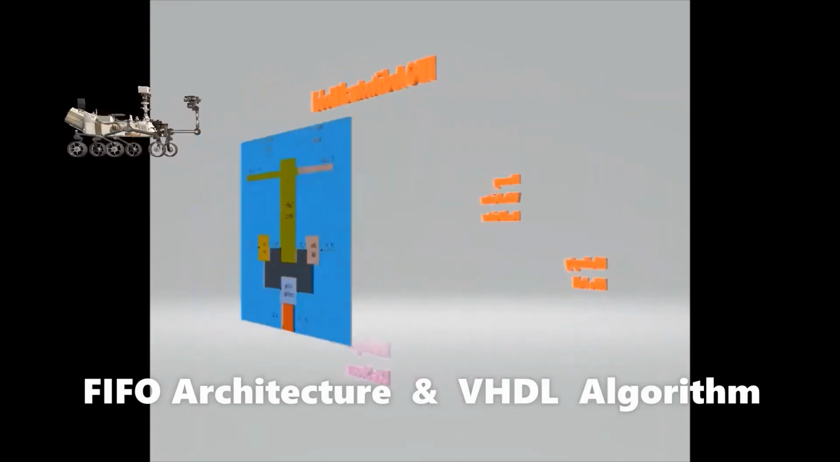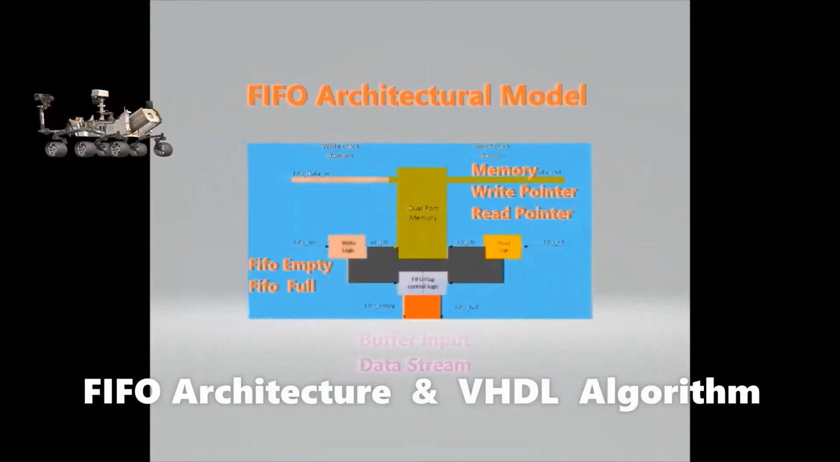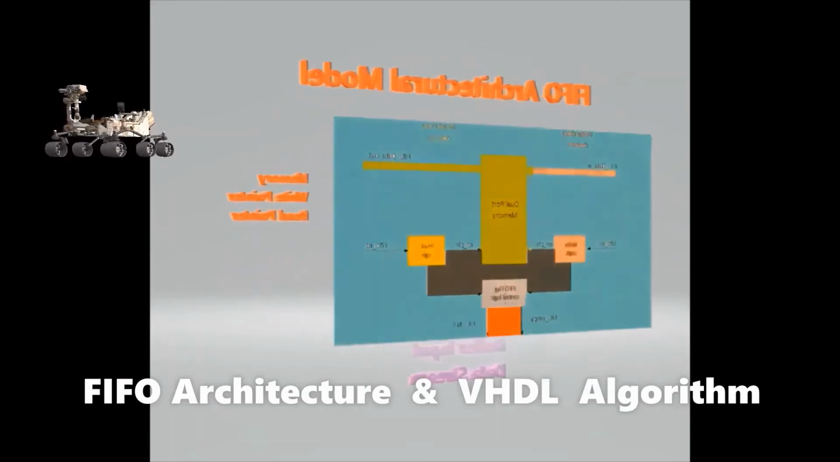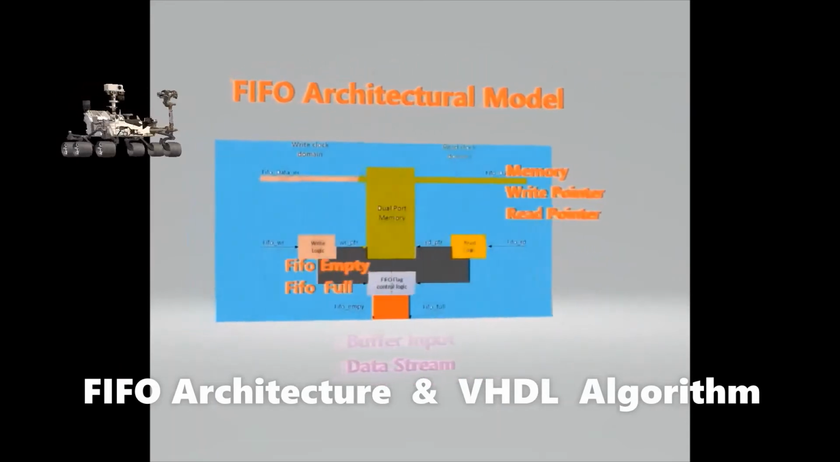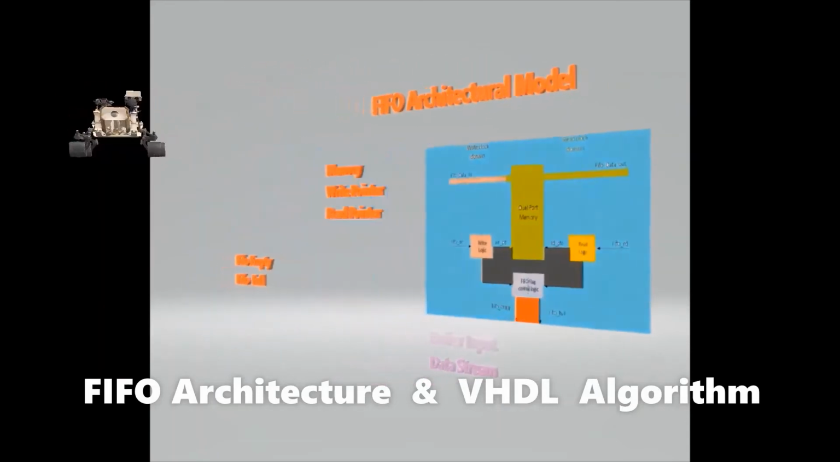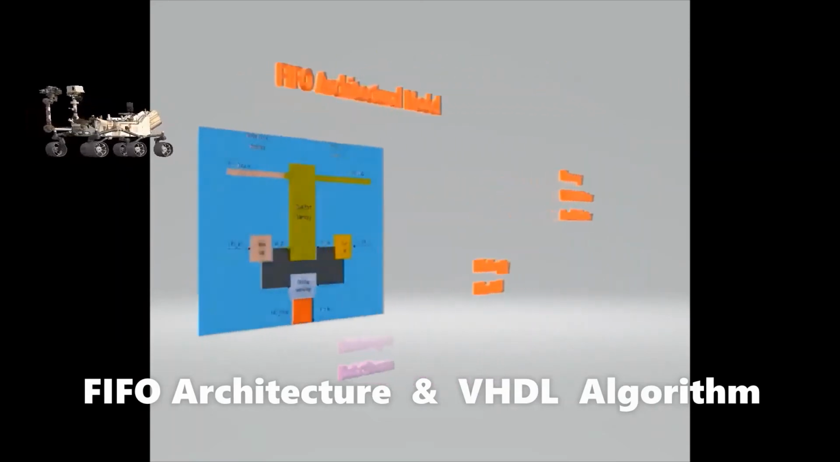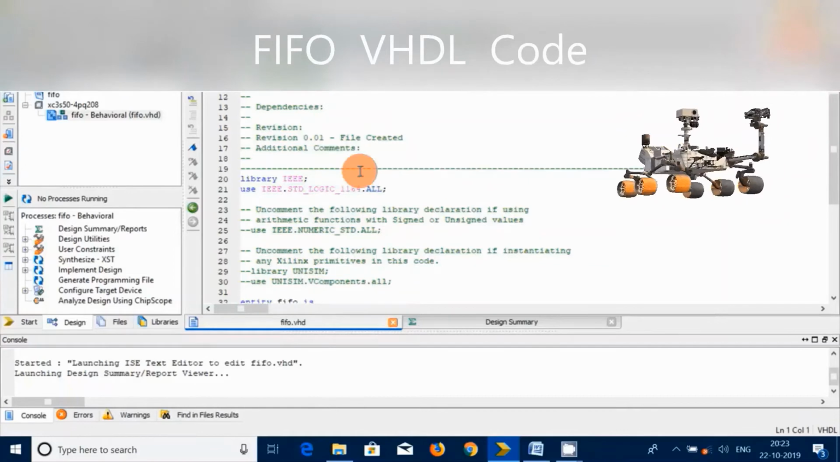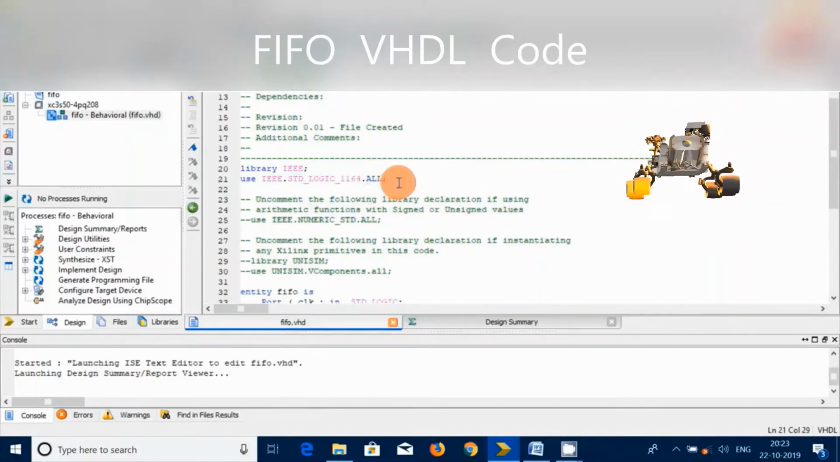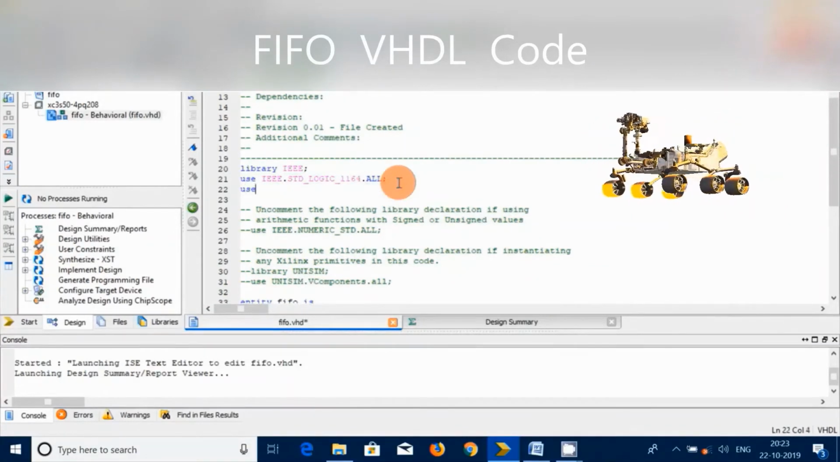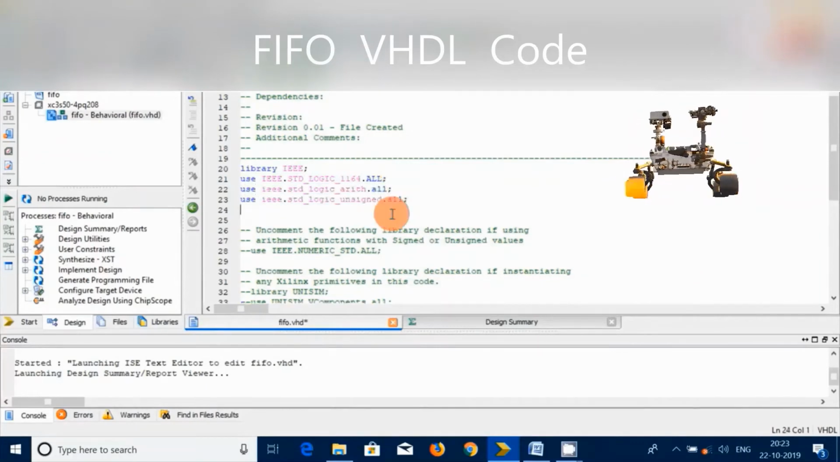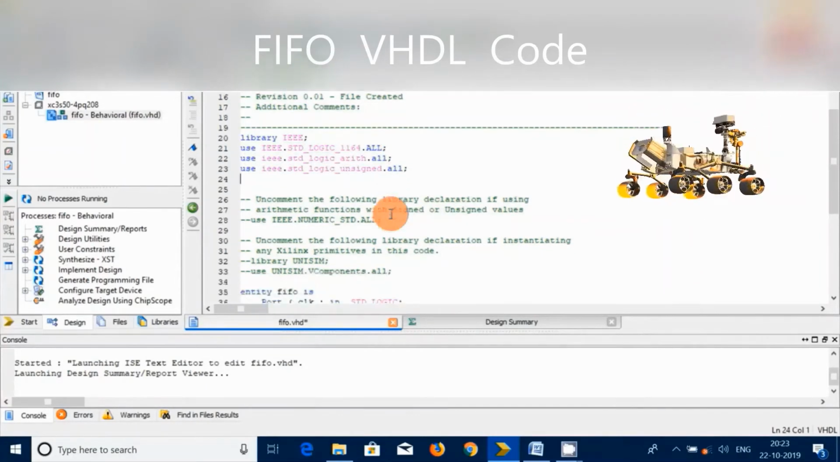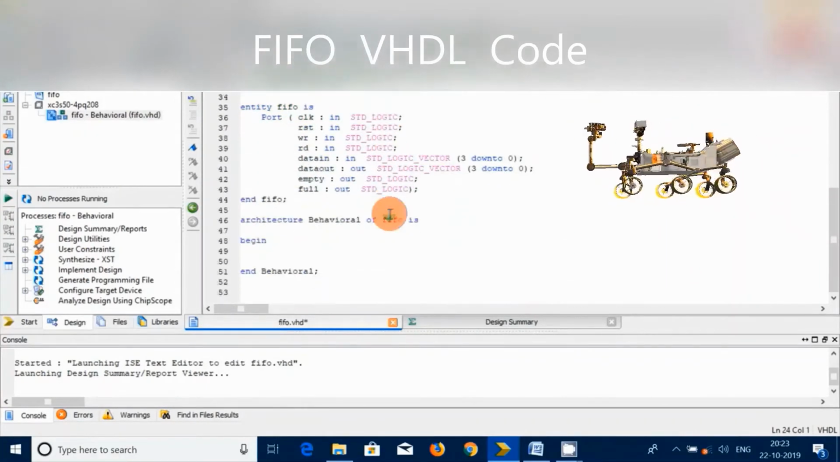The control logic drives the FIFO flags. FIFO empty flags that no data is present inside the FIFO RAM. In the FIFO full, no data can be written to the FIFO memory. And FIFO almost empty and almost full are also supported.